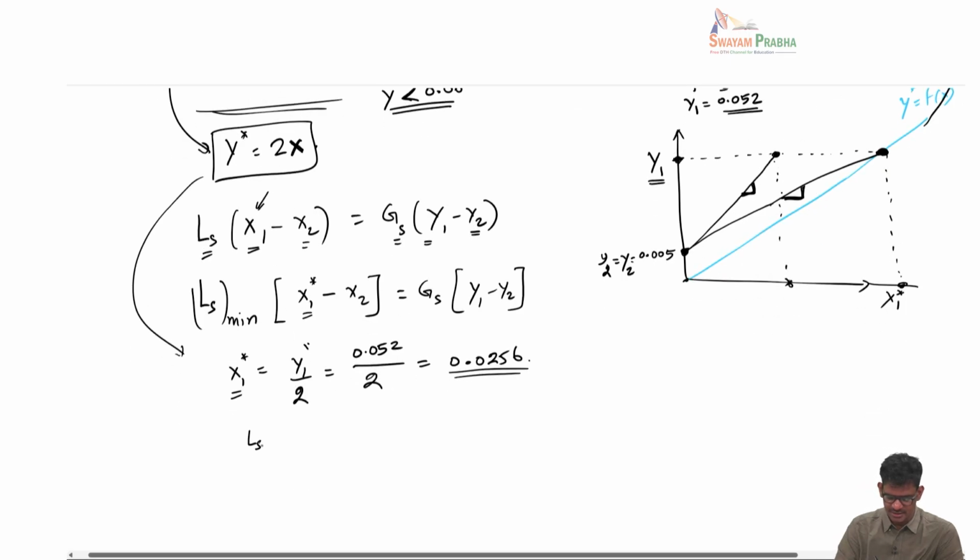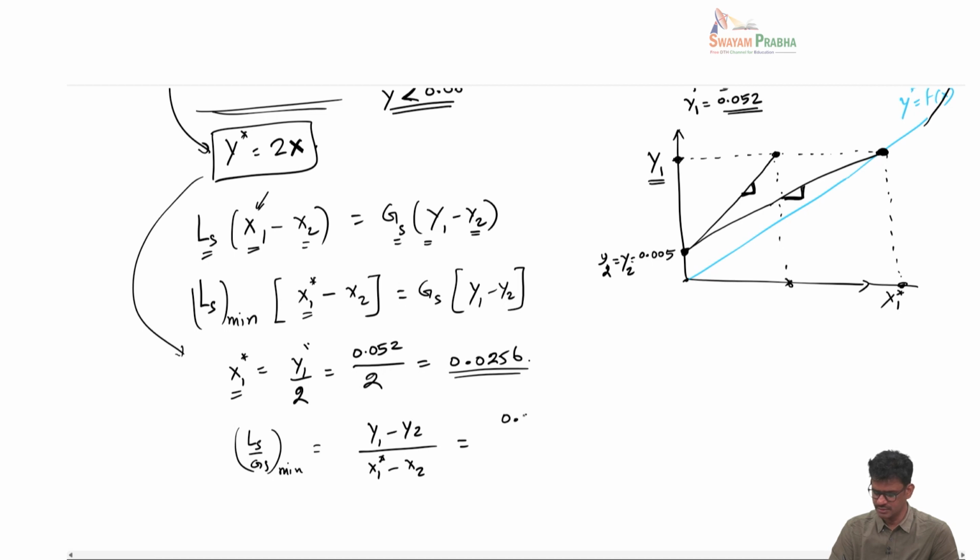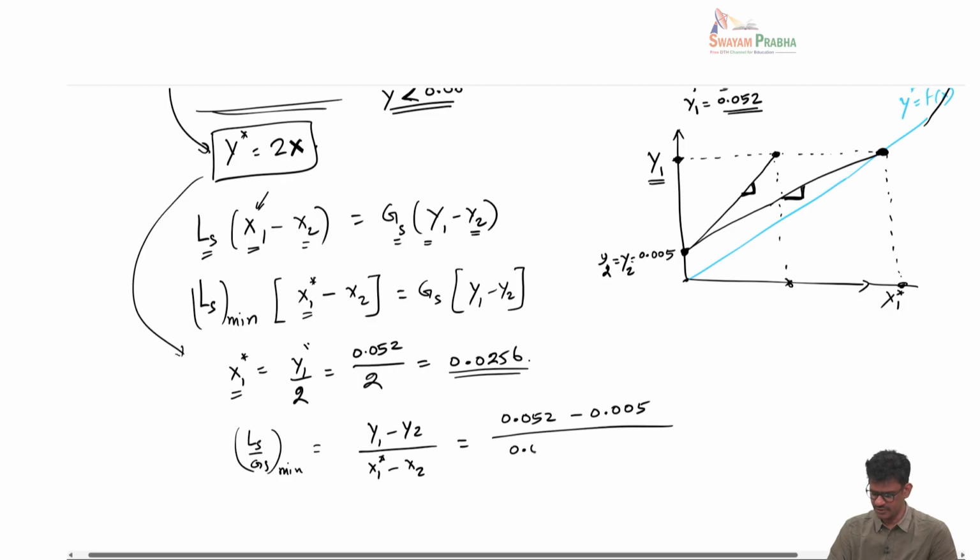From here I can find out the Ls by Gs minimum, and this will be nothing but y1 minus y2 divided by x1 star minus x2. So y1 is 0.052, y2 is 0.005, x1 star is 0.0256, and x2 is 0. So from here you can find the minimum liquid to gas flow rate ratio, which is 1.835. So that is this slope.